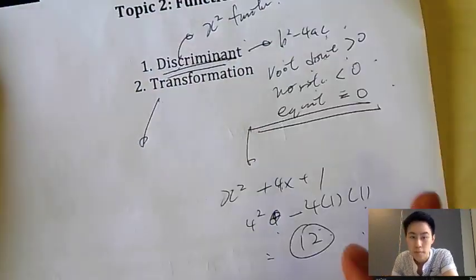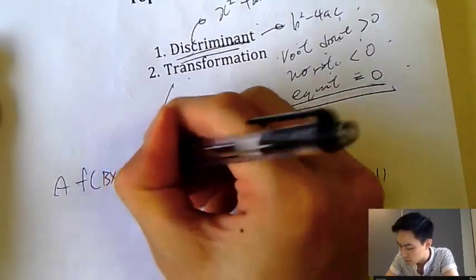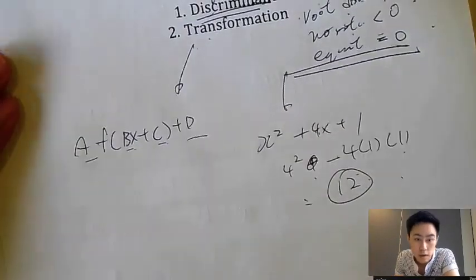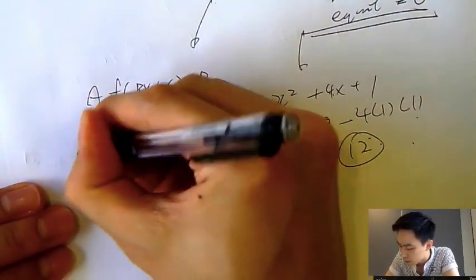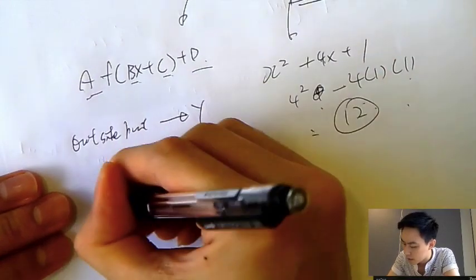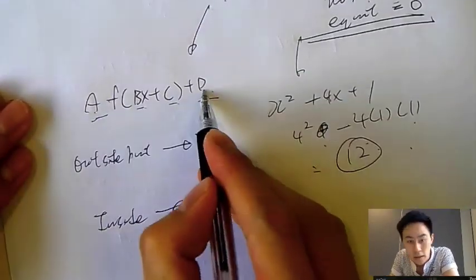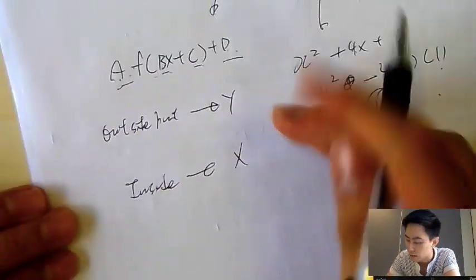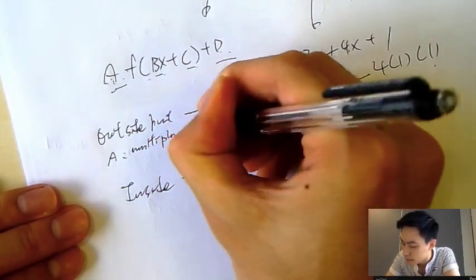And the second concept you need to know is transformation. Transformation is a f(bx + c) + d, right? You need to understand what a, b, c, d mean here, all the values. One easy way to understand this is that outside the bracket affects the y, and inside the bracket affects the x. So outside the bracket, a and d: a is multiplied with the function, and d is just plus or minus.